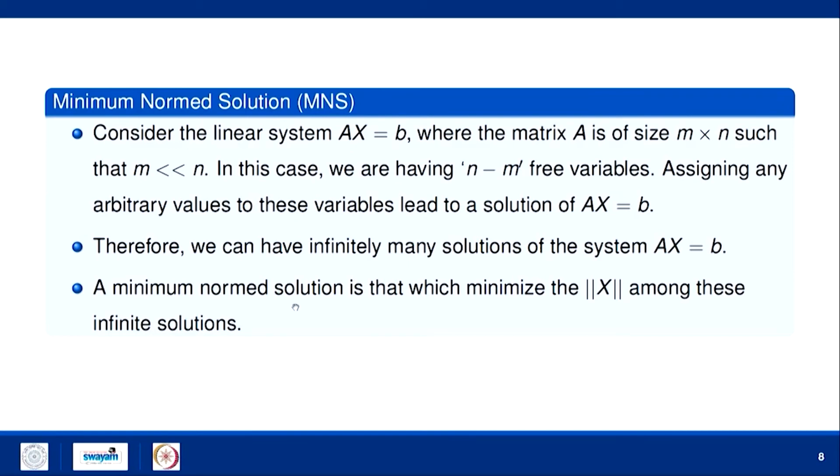A minimum norm solution is the one which minimizes the norm, that is the length of the vector x, among these infinite solutions. So, out of those infinite number of solutions, we are looking for a solution which has the minimum norm, and such a solution is called the minimum norm solution.